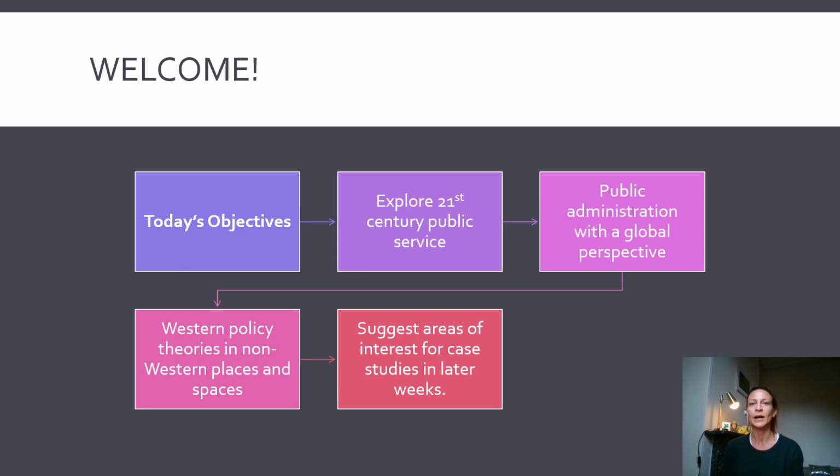So today we're going to look at public administration with a global perspective. We're going to explore a little bit some of the Western theories of policymaking and how those are applied successfully or perhaps unsuccessfully in non-Western spaces. And I'll also ask you to participate in making some suggestions for potential cases or areas of interest for our future work together in the middle of the course.